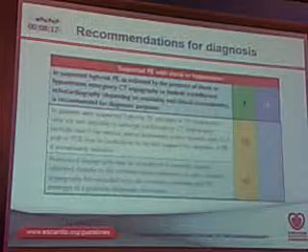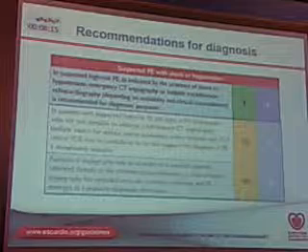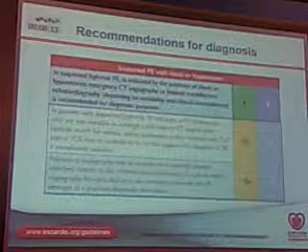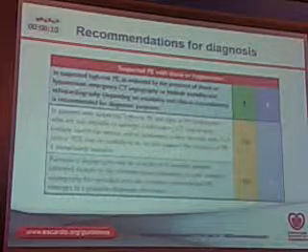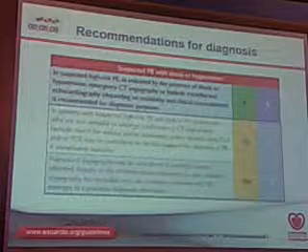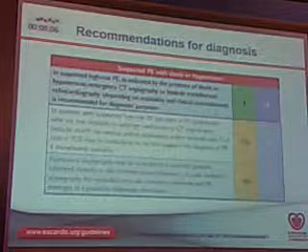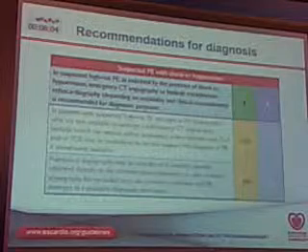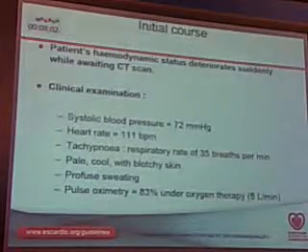So it's a 1C recommendation now that in suspected high-risk patients, high risk of pulmonary embolism, as indicated by either shock or hypotension, emergency CT angio or bedside transthoracic echo should be done in these patients for diagnostic purposes.